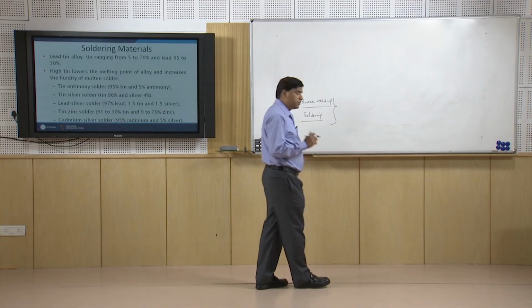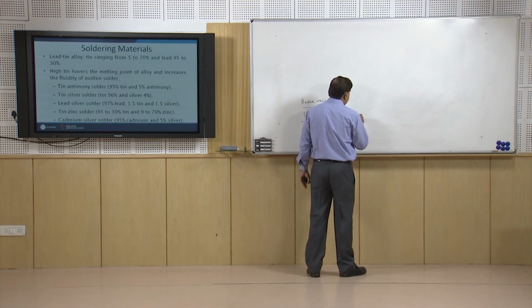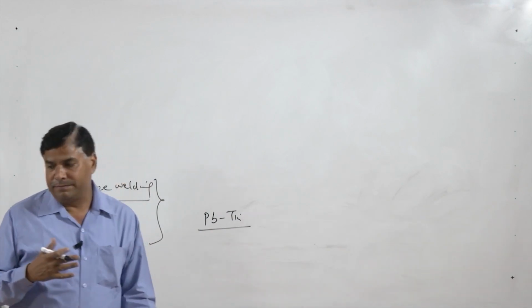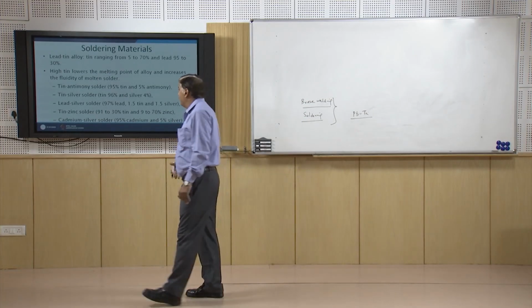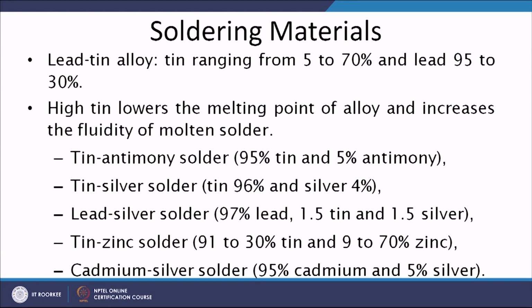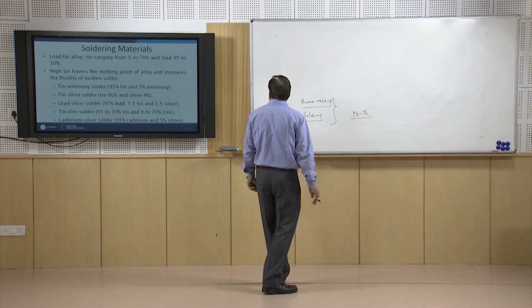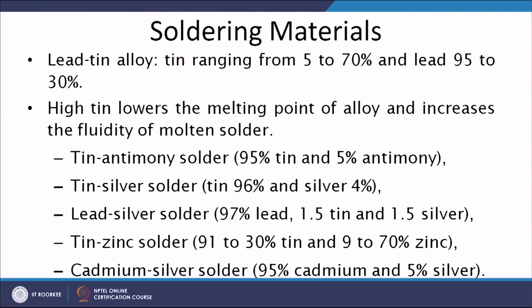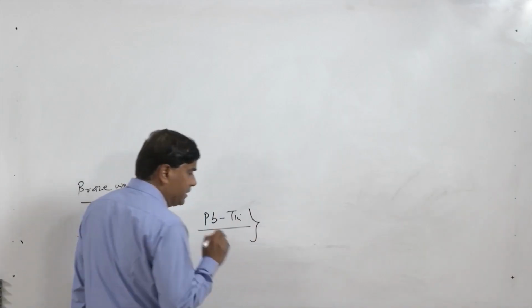The kind of metal system which is used for making the solders is the combination of lead and tin, and different amounts of lead and tin are used for developing the solders. For example, tin ranging from 5 to 70% and lead 95 to 30%, meaning varying amounts of lead and tin are used in these systems. However, high tin lowers the melting point of the alloy and increases the fluidity. So, tin is good in that way, it lowers the melting point of the solder and improves the fluidity.